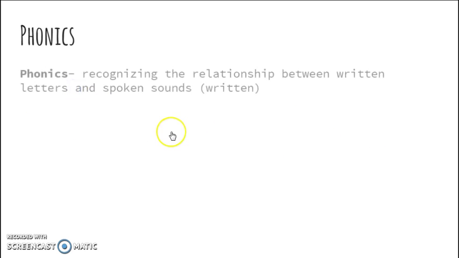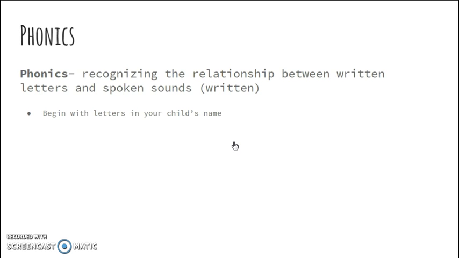So after phonemic awareness, we want to make sure that the kids are familiar with phonics. And so phonics is recognizing the relationship between written letters and spoken sounds. So it's looking at the written language instead of hearing the language like phonemic awareness is. And so some of the things that you can do at home are pretty simple. You want to make sure that you begin with the letters in your child's name.